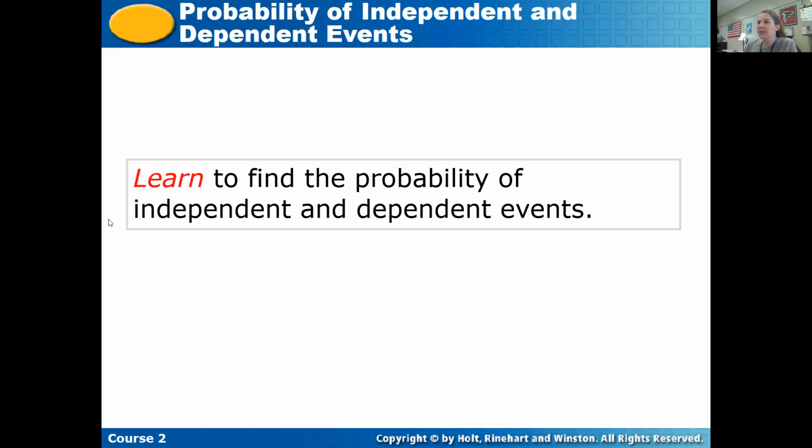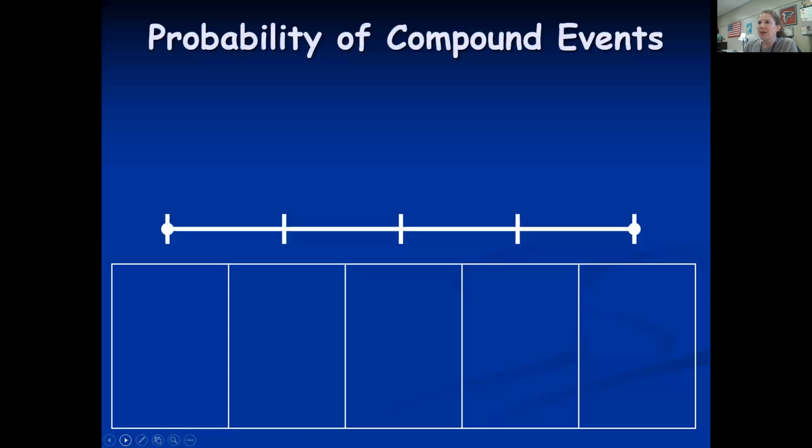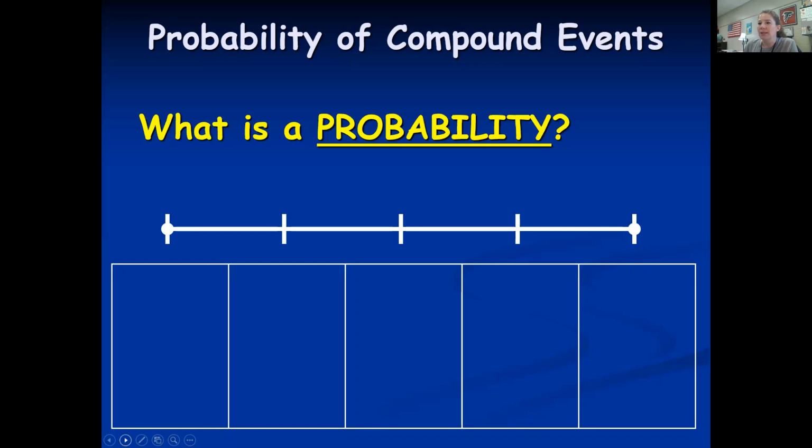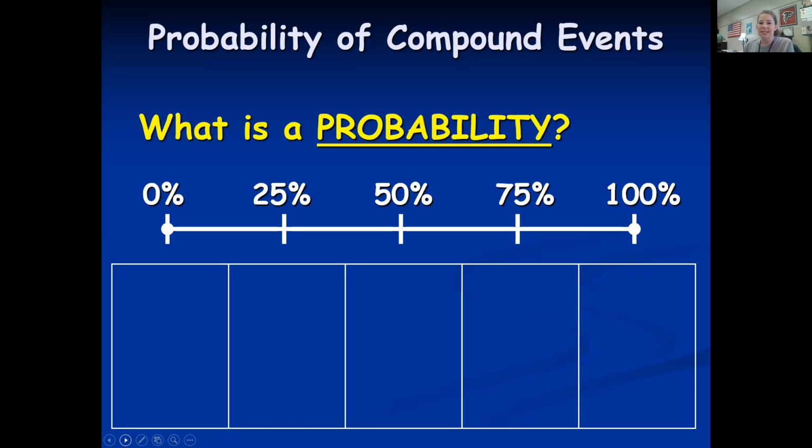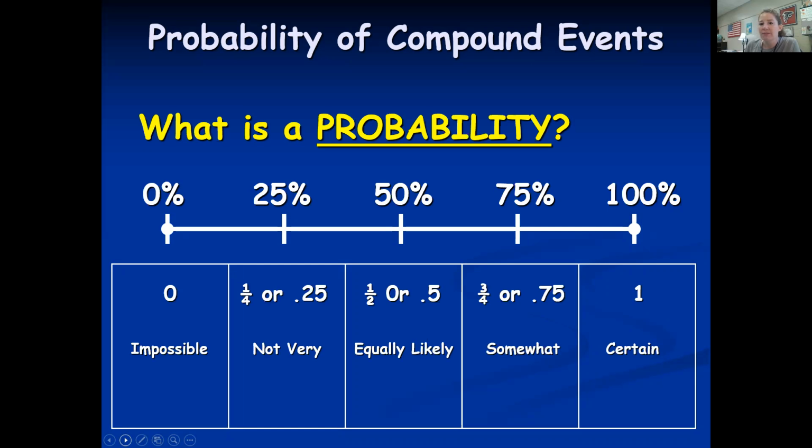All right, so today we're going to find out the probability of independent and dependent events. We've already talked about the number line, the scale. What is probability? We've talked about how a number closer to 0 is less likely to happen, and a number closer to 1 or 100% is more likely to happen. So we've discussed this scale several times now.